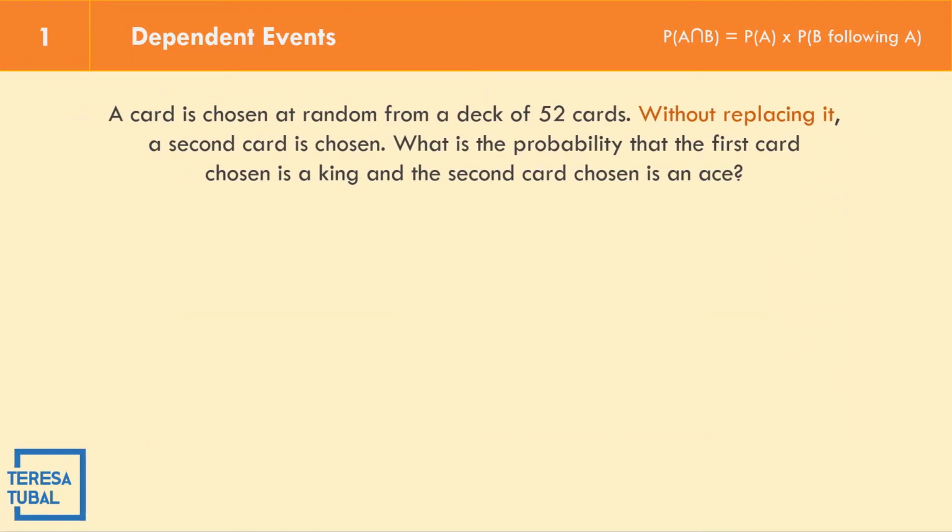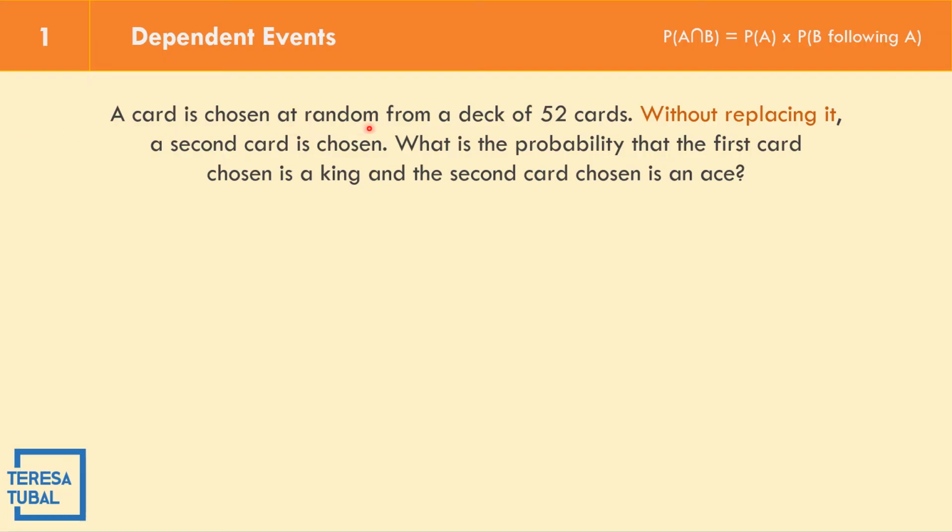In example number 1, a card is chosen at random from a deck of 52 cards. Without replacing it, a second card is chosen. What is the probability that the first card chosen is a king and the second card chosen is an ace? So this example is dependent events because there's the phrase "without replacing it."